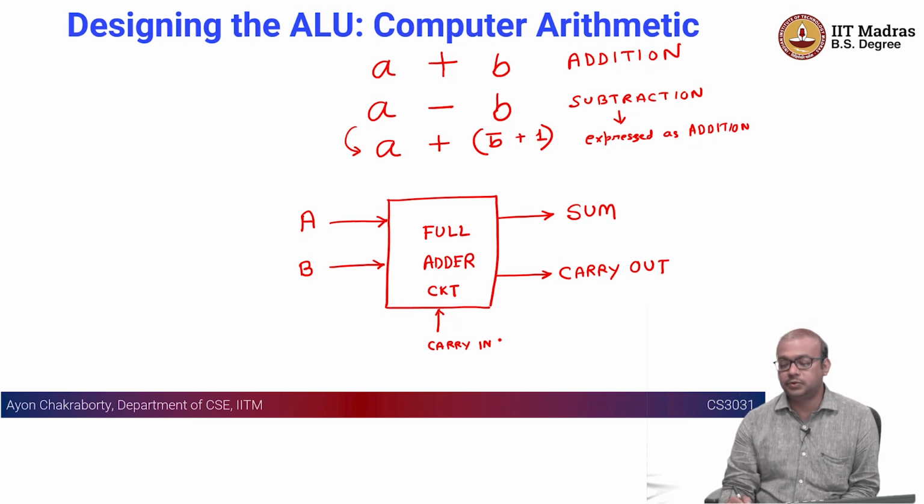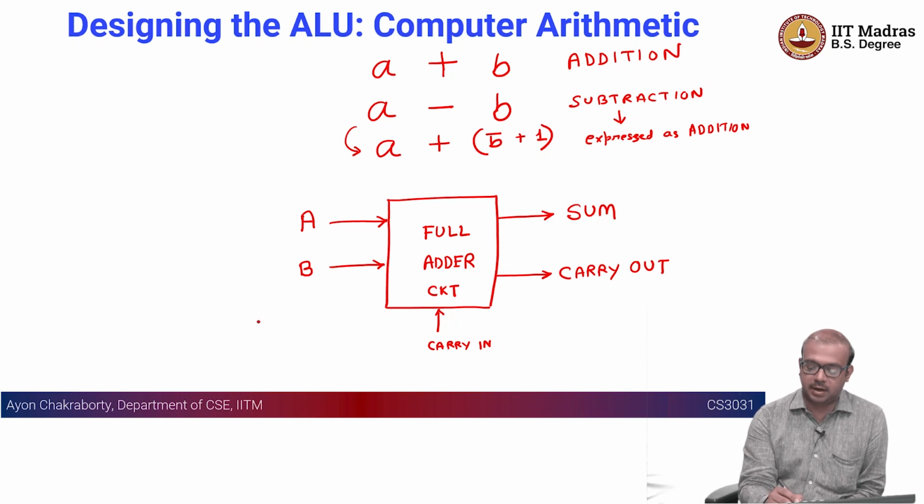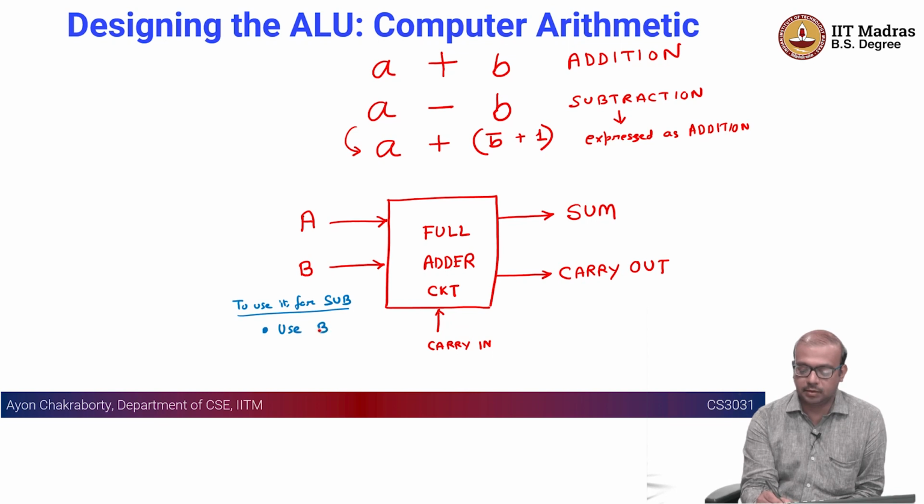But how do I use this particular circuit if I also want to leverage it for subtraction? If we want to subtract, there are several things I have to change in this circuit. So to use it for subtraction, what do we need to do? We cannot use B, we have to use B bar.